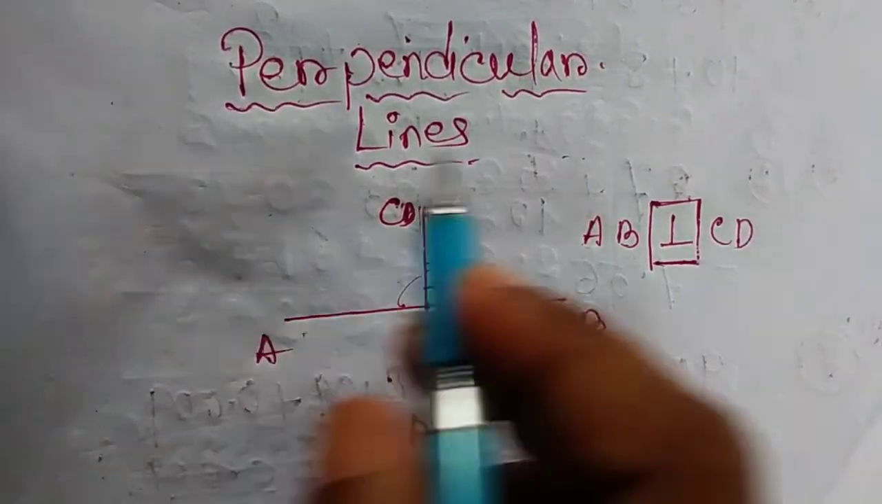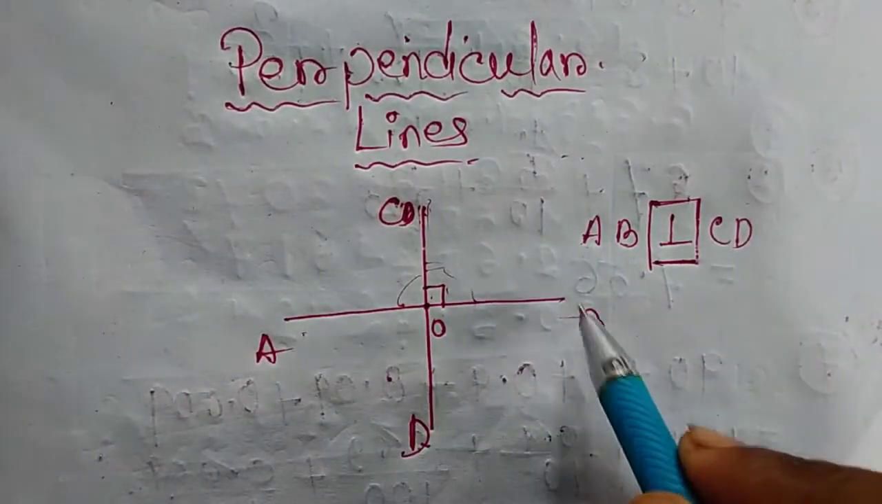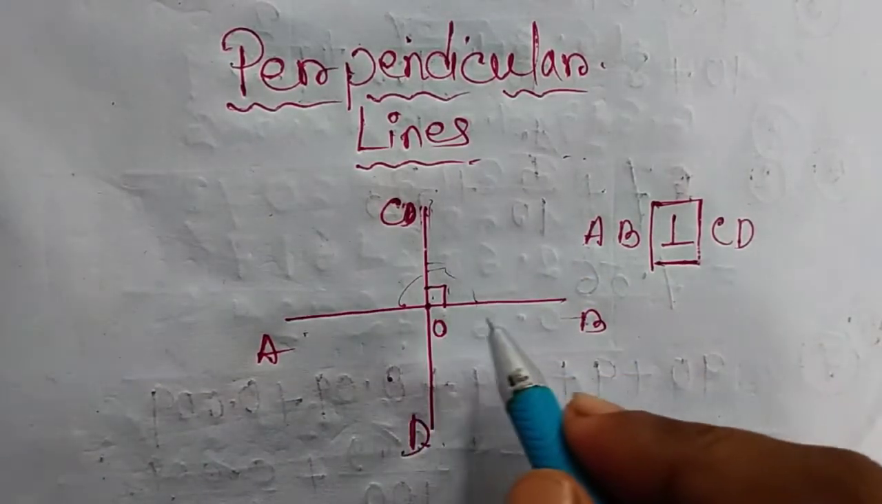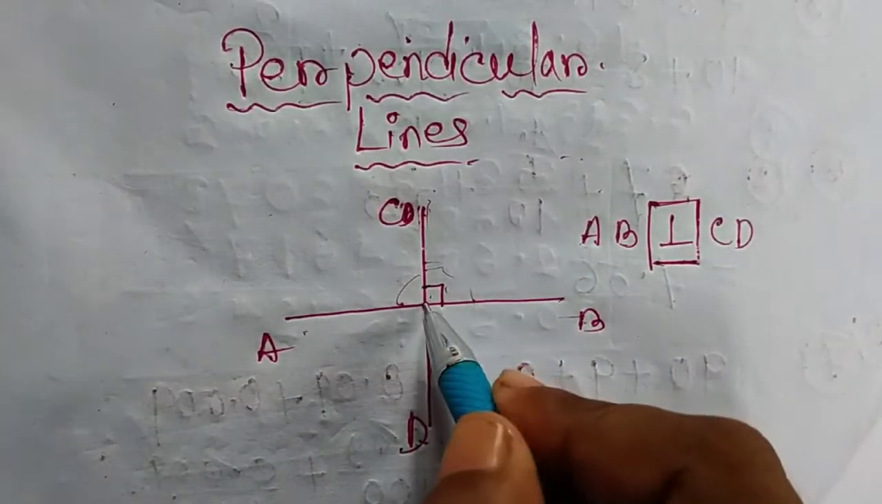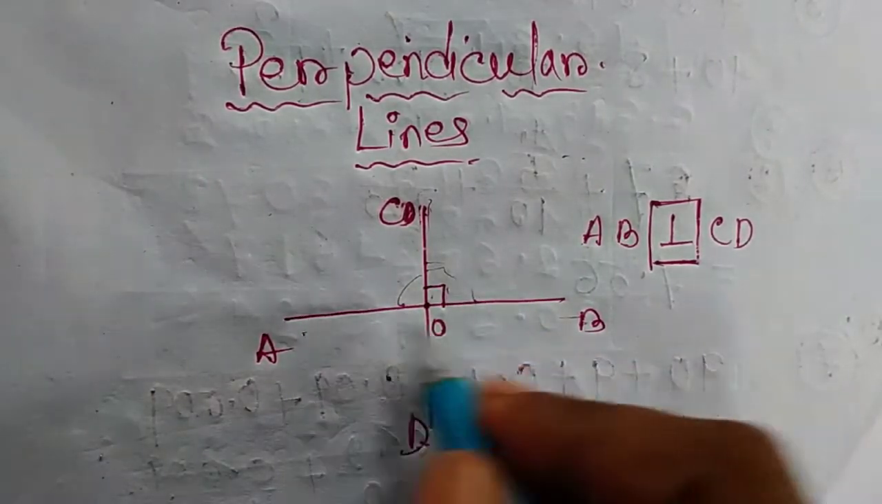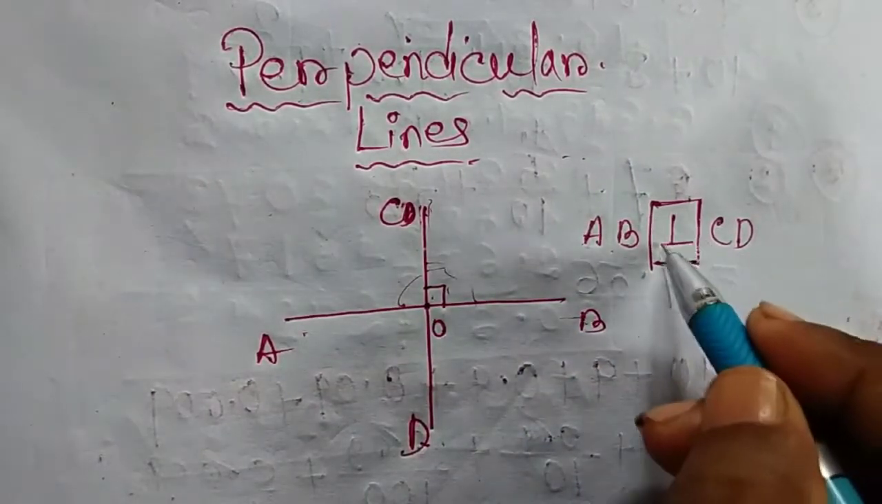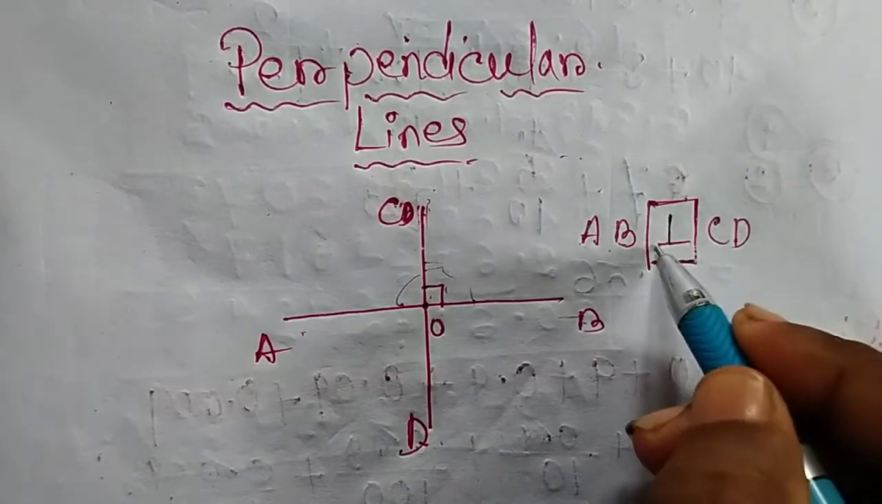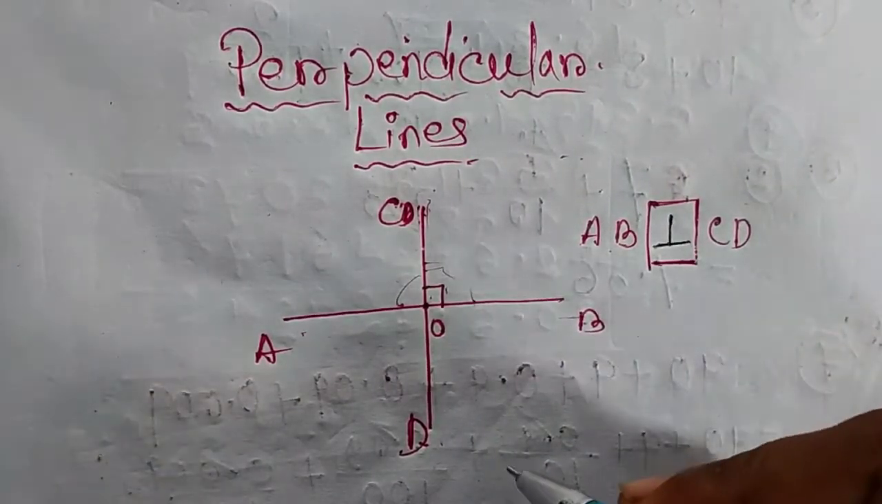Now the definition of perpendicular lines. Two lines AB and CD are called perpendicular lines if they intersect at point O at a right angle, and it can be written as AB perpendicular to CD. This sign is denoted as a perpendicular sign.